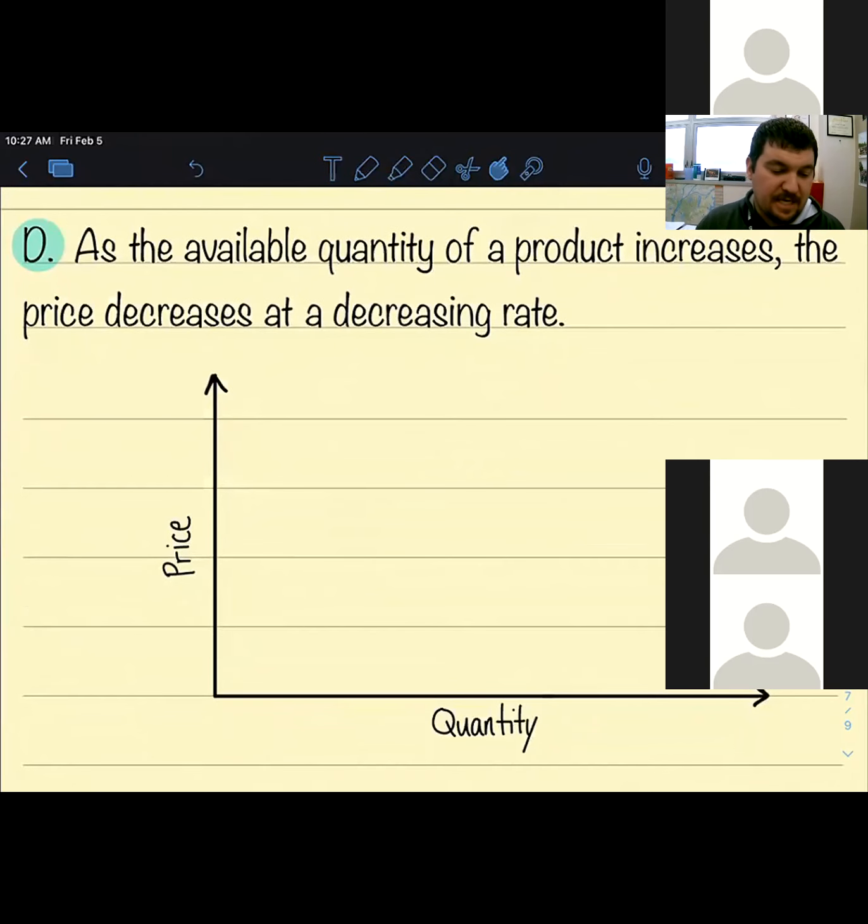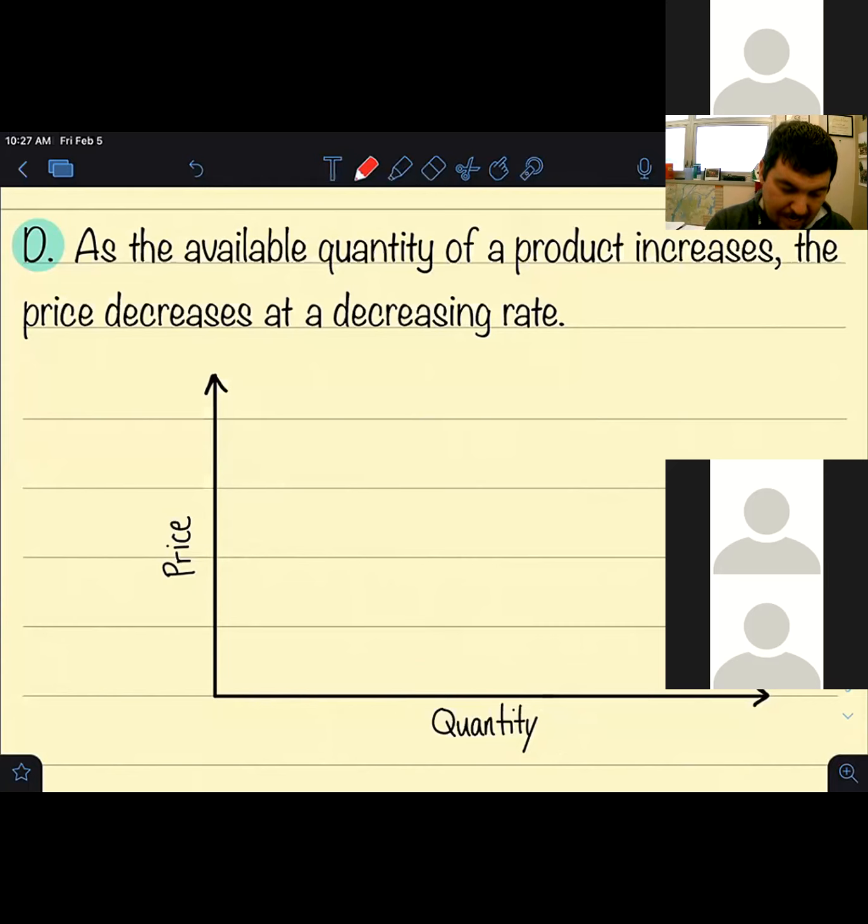All right. Example D says, as the available quantity of a product increases, the price decreases at a decreasing rate. Available quantity means the amount of something. So as quantity is increasing, we're no longer tracking time on the x-axis, we're tracking quantity available. So as the available quantity is increasing, as we're getting farther to the right, the price is decreasing at a decreasing rate.